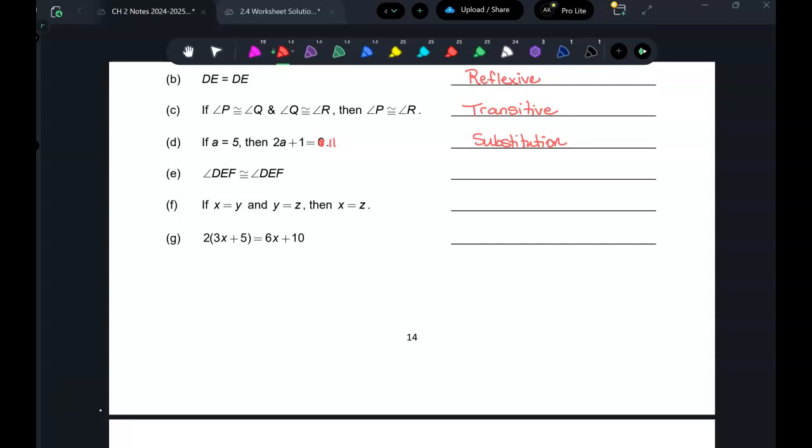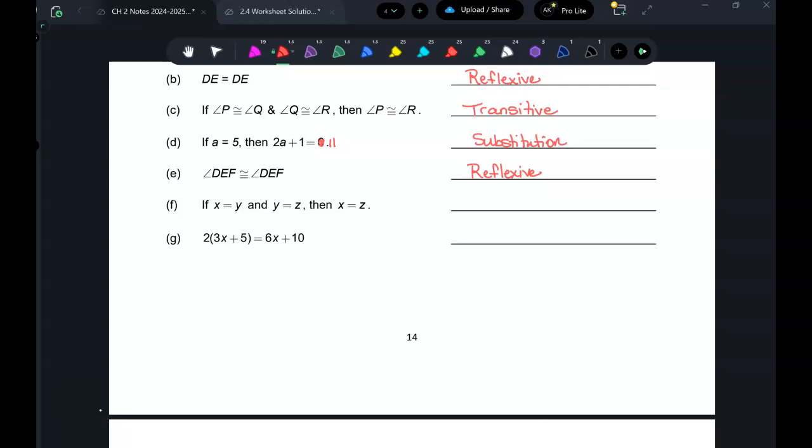Okay, next one. Is that reflexive? What do we got? We got DEA. Reflexive, when you have the same thing on the same side of the congruent or the equal sign.